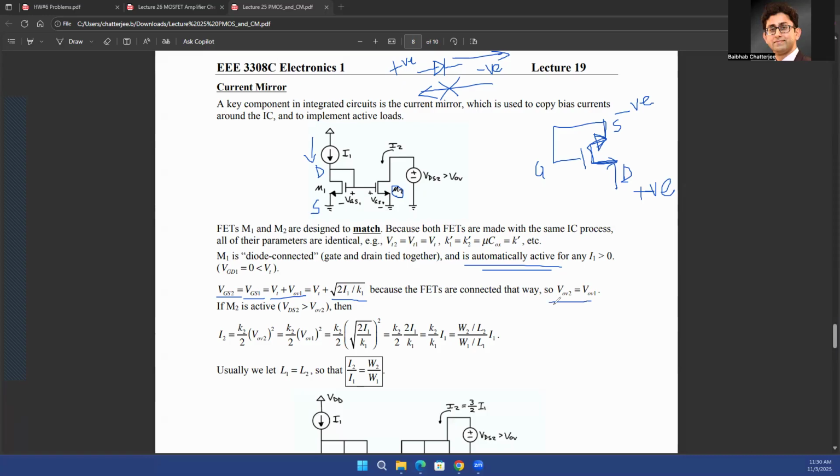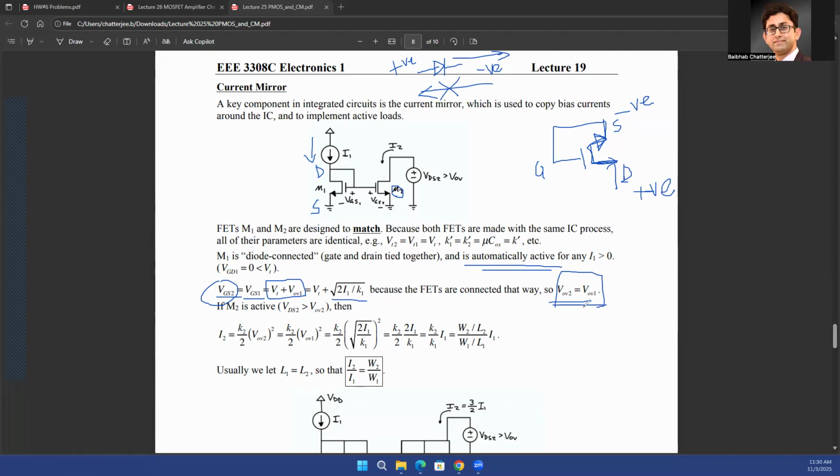So now you know that your V overdrive of 2 is equal to your V overdrive of 1, because VGS2 was equal to your VGS1, and VGS1 is equal to VT plus V overdrive. Because the VTs are equal, the VT for transistor M2 is equal to the VT for transistor M1. That means the V overdrive for transistor M2 is also equal to the V overdrive of transistor M1. Right? Otherwise, this cannot be true. That VGS2 is equal to VGS1, which is equal to VT plus V overdrive of 1, which is also equal to VT plus V overdrive of 2. That means V overdrive of 2 has to be equal to V overdrive of 1.